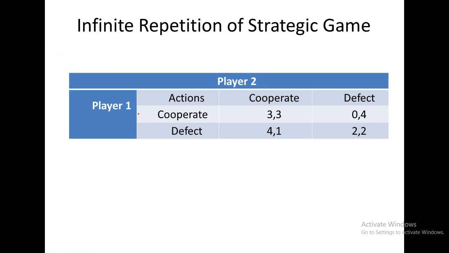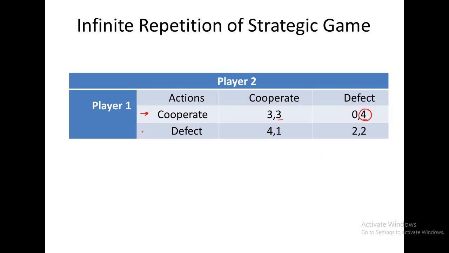So if I assume that player 1 is taking the action of cooperate, now tell me which action is best for player 2. If player 2 takes cooperate, he will get 3, right? And if player 2 takes defect, he will get 4. So which one is higher? 4 is higher, so definitely player 2 will take the action of defect. So here I have circled this.